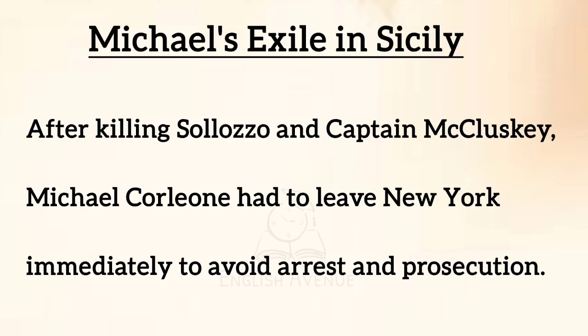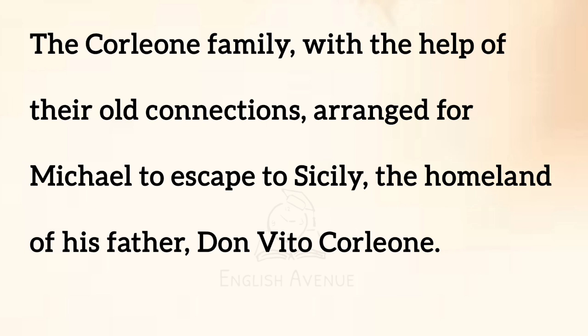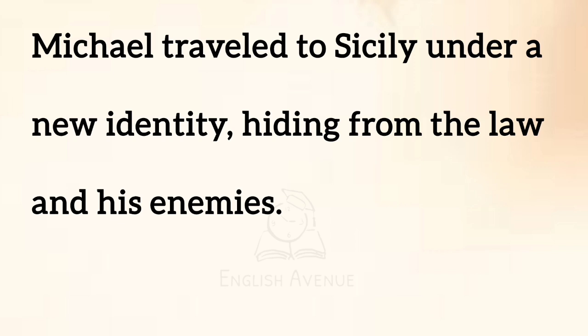Michael's exile in Sicily. After killing Sollozzo and Captain McCluskey, Michael Corleone had to leave New York immediately to avoid arrest and prosecution. The killing of a police officer was a serious crime, even though McCluskey was corrupt. The Corleone family, with the help of their old connections, arranged for Michael to escape to Sicily, the homeland of his father, Don Vito Corleone.